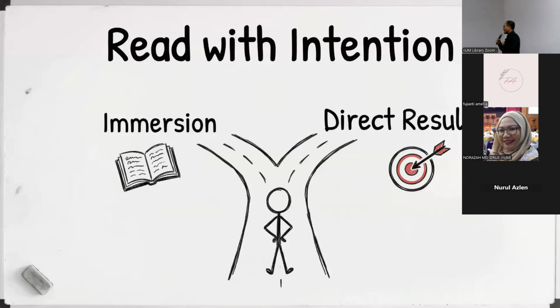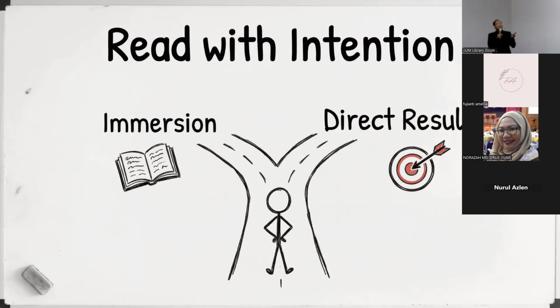Based on my experience, I did a research paper on two things. Number one is immersion. Number two is direct result. So immersion is like you enjoy reading. You read word by word and until the end you read everything. Okay, that's immersion. Like you read a novel, but it is a journal article. Okay, it's not easy, but you enjoy.